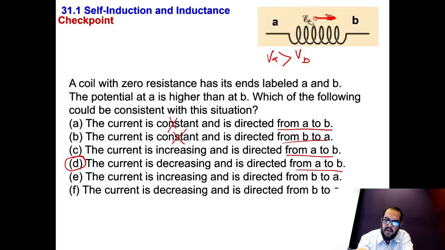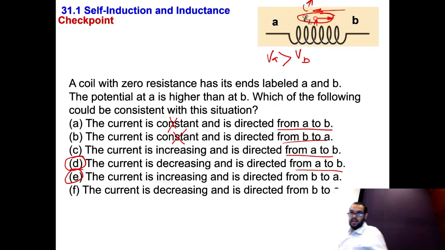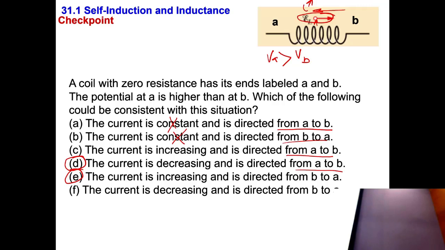Now, let's take the other situation. Let's assume the current is flowing from B to A. Okay? If it's flowing from B to A and it's increasing, this will oppose it. So if the current is increasing, the EMF is opposed. So now the induced EMF is going to be opposing the change. So the two correct answers are D and E. Okay, so in both situations, the induced EMF will oppose the change.